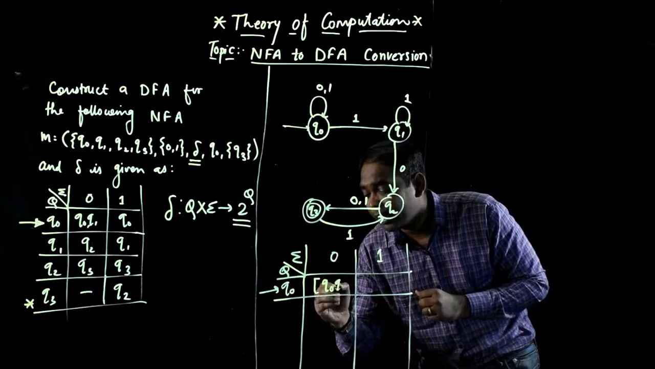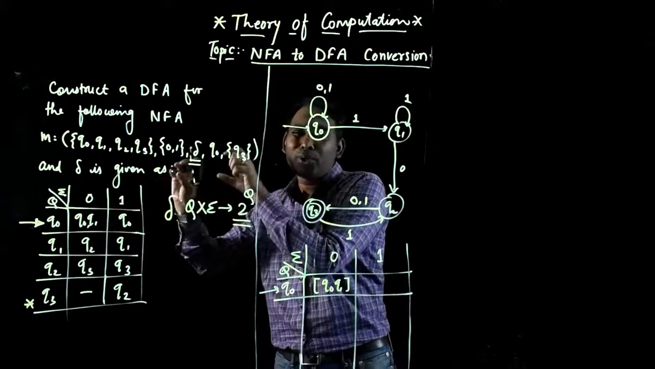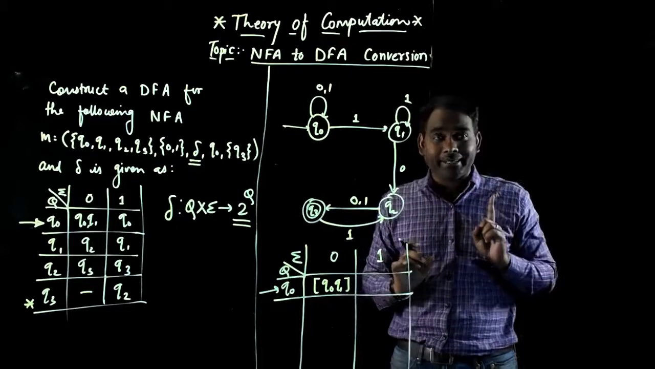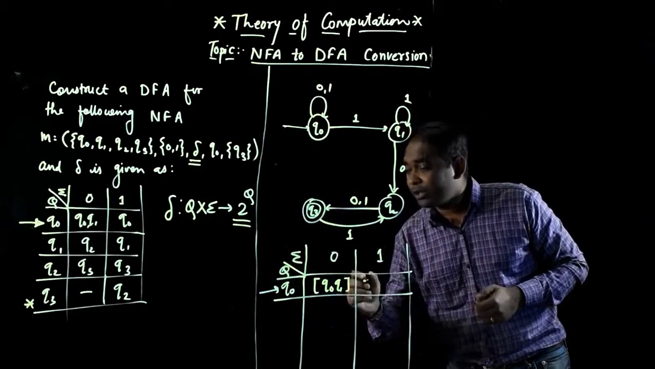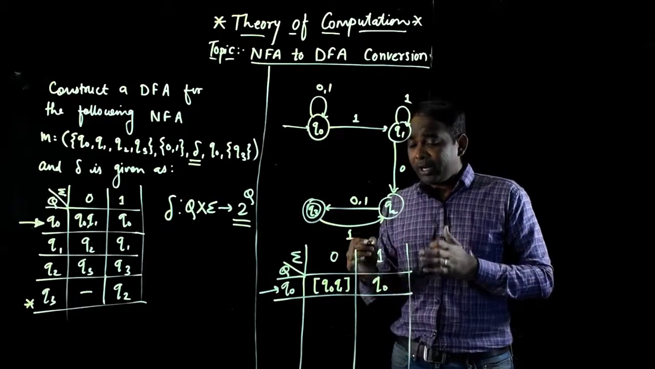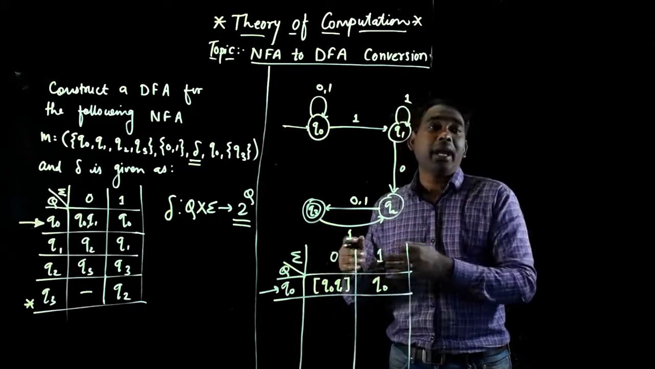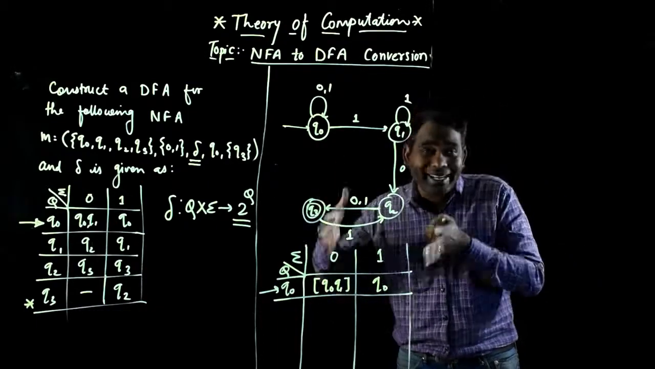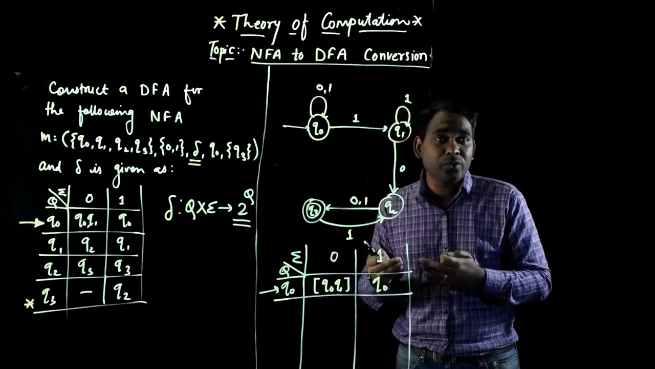So for this Q0 and Q1, I am not putting a comma here. In the NFA table the comma indicated two distinct states, but here Q0 and Q1 together is a single, new state, right? On 1 it goes to Q0. Whatever new states I get in my DFA table, I need to find the transitions for them, so Q0 and Q1 is a new state.